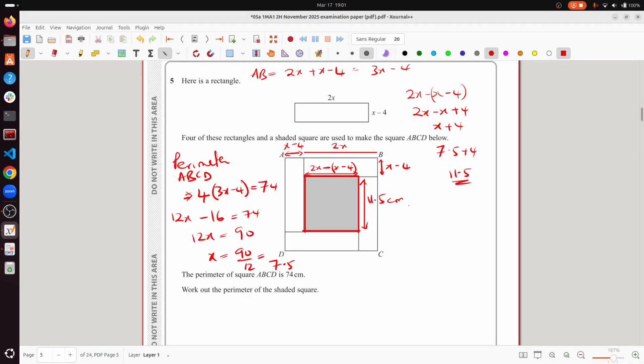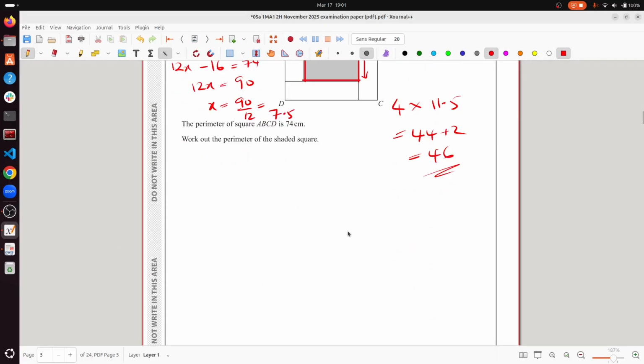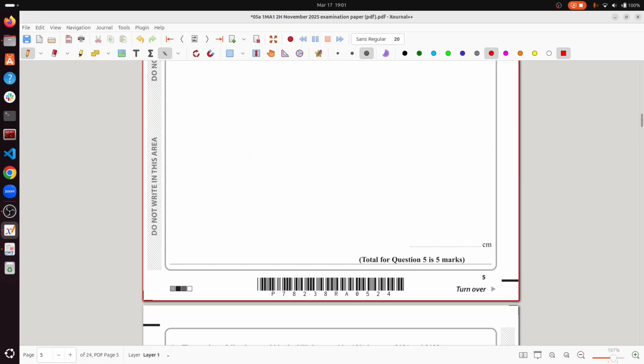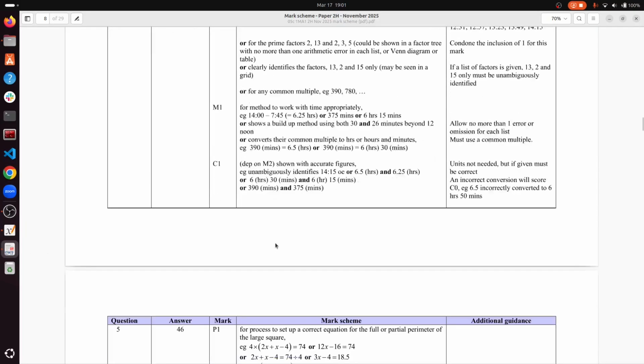So the perimeter of the new shaded area is going to be 4 lots of 11.5. And that is 44 plus 2, which is 46 cm. That's my final answer. So my final answer is 46 cm. Let's look at the mark scheme.